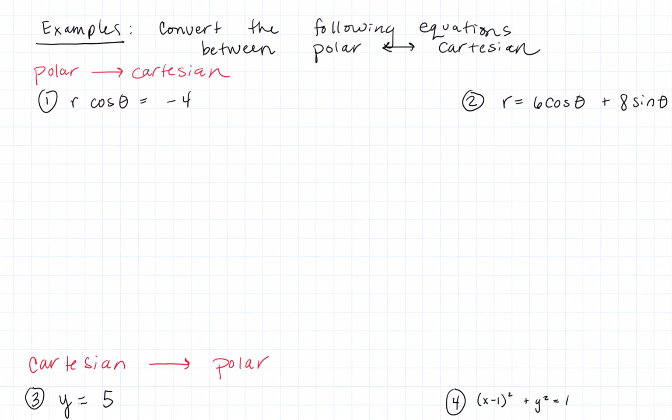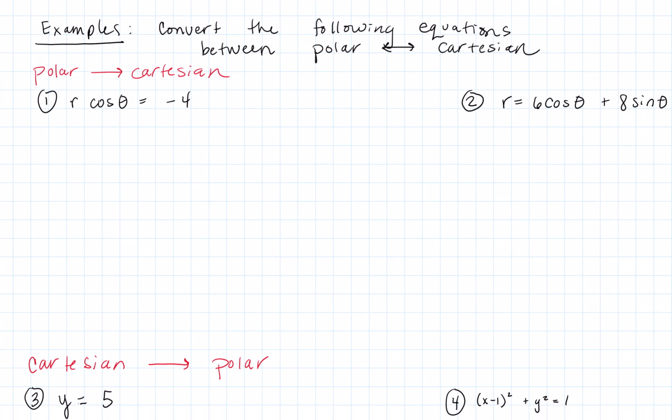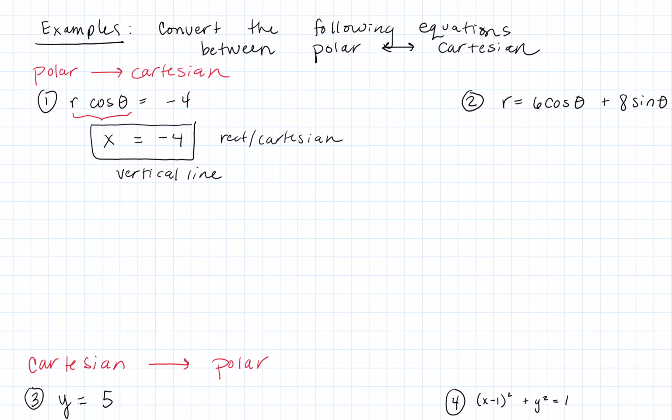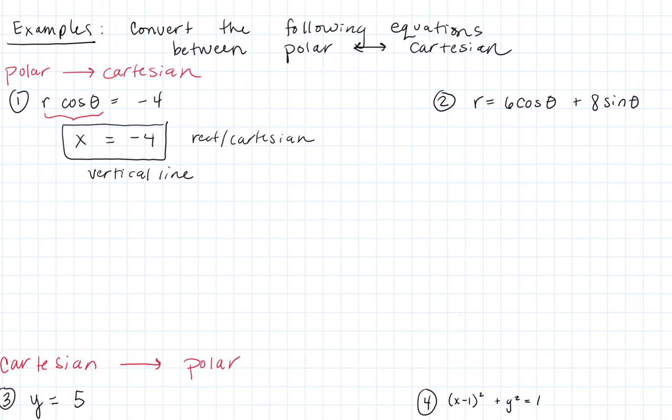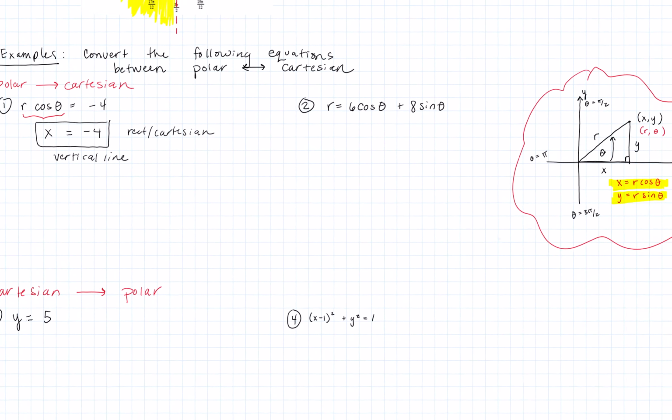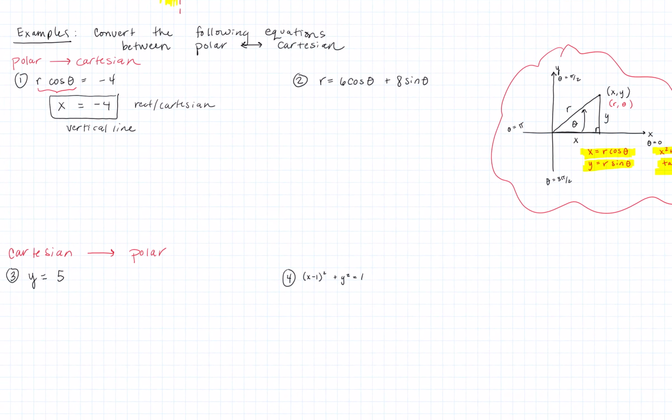So if I've got r cosine of theta equals -4, well, I recognize right here that this is equivalent to x. So this is just x equals -4. I didn't have to do a whole lot of work in this first one to convert to rectangular or Cartesian. And in the rectangular or the Cartesian coordinate system, this is just a vertical line. I won't go into the graphing, but it is just a vertical line, x equals -4.